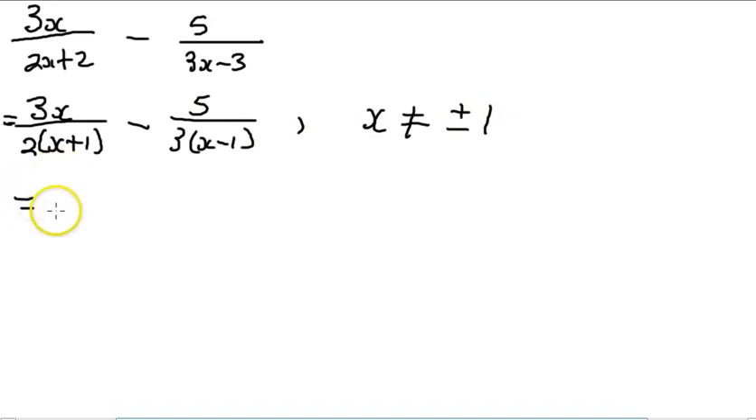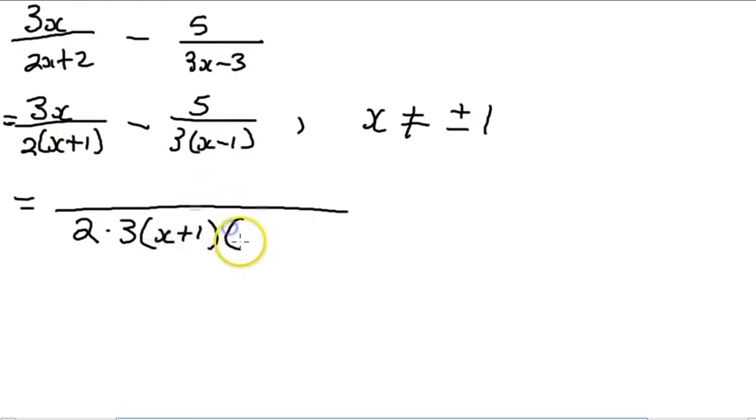Now, we need a large fraction bar, right? Because I'm putting everything over one denominator. So the denominator is going to need a 2. It's going to need a 3. It's going to need an x plus 1. And it's going to need an x minus 1. So if we look at the 3x now, it's already got the 2 and the x plus 1. So this and this are taken care of. So it needs a 3 and it needs an x minus 1. So I'm going to say 3, then the 3x, okay, and then the x minus 1.